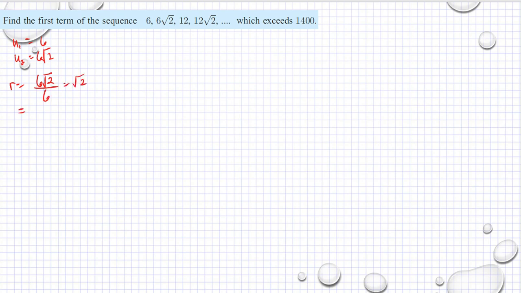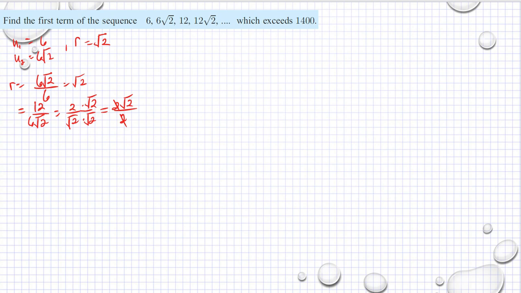We'll try another. We have 12 divided by 6 square root of 2, that is 2 divided by square root of 2, but if we multiply this by square root of 2 over square root of 2, then we have 2 square root of 2 divided by 2, then that is square root of 2. Then we are finished with that. We have our r is equal to square root of 2.